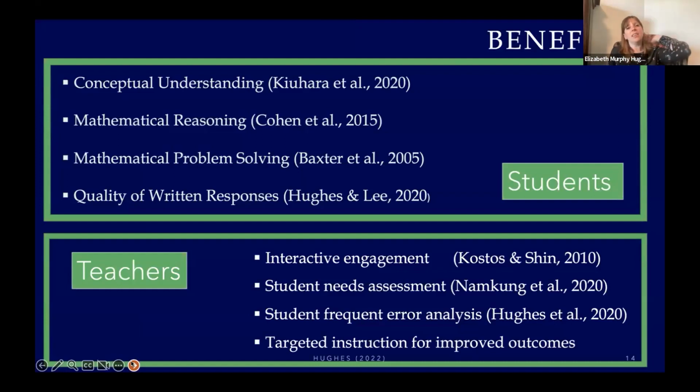So why do we have students, or why do we want students to write in math class and write mathematically? Research shares that it really helps students make those conceptual connections and understanding. It builds their mathematical reasoning, their problem solving, and really their quality of expression as well.